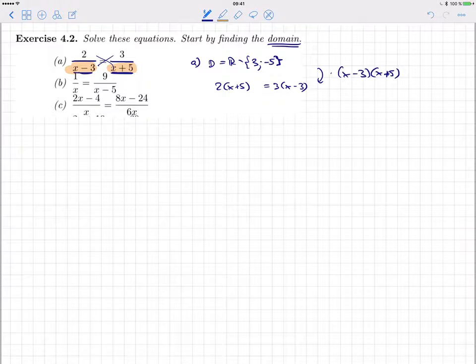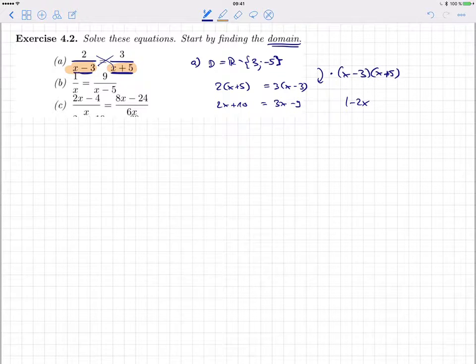So let's see, this might give us extraneous solutions. So this equation now might have 3 or minus 5 as a solution. If it does, we have to be careful and note that these are not real solutions. Okay, what do we have? 2x plus 10 equals 3x minus 3.